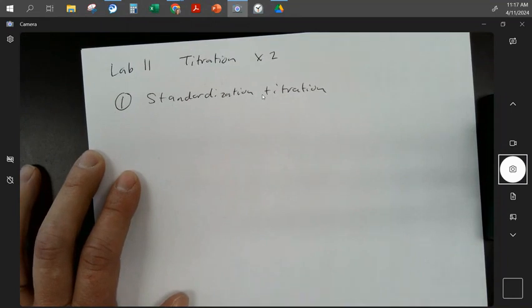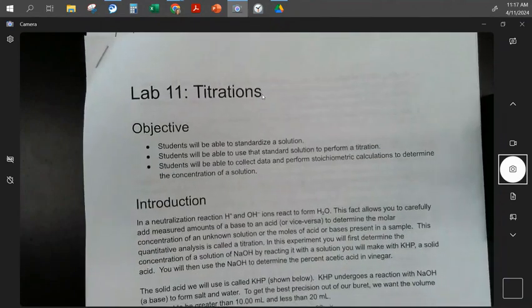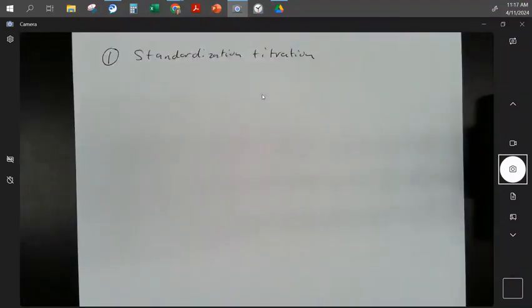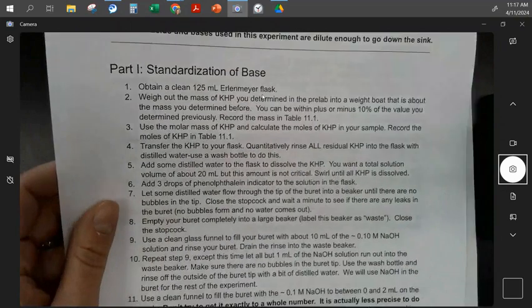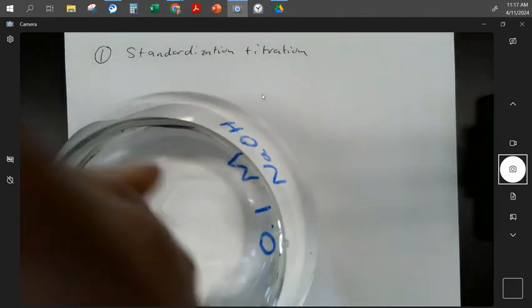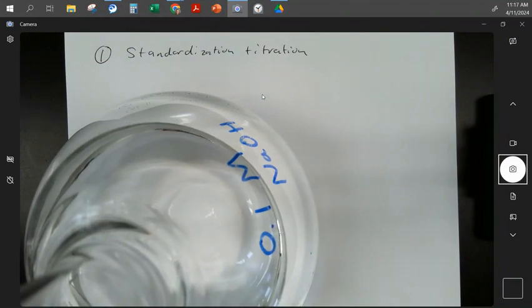The instructions for the standardization titration are in the lab 11 instructions for procedure. So we go to procedure, your standardization of base. What that means is I've made some sodium hydroxide solution, and I think that it's 0.1 molar based on what I measured out, but maybe I added a little bit more water, or maybe the sodium hydroxide collected some water while it's been sitting. So we need to standardize it. That means we need to check and make sure it's actually 0.1 molar, or if it's not 0.1 molar, we need to use the correct value.